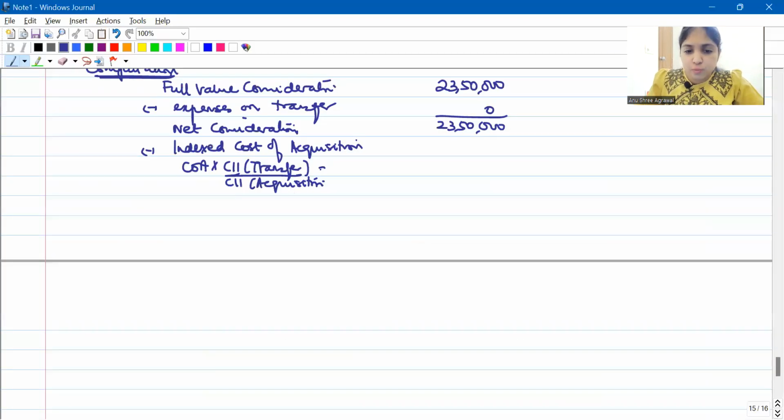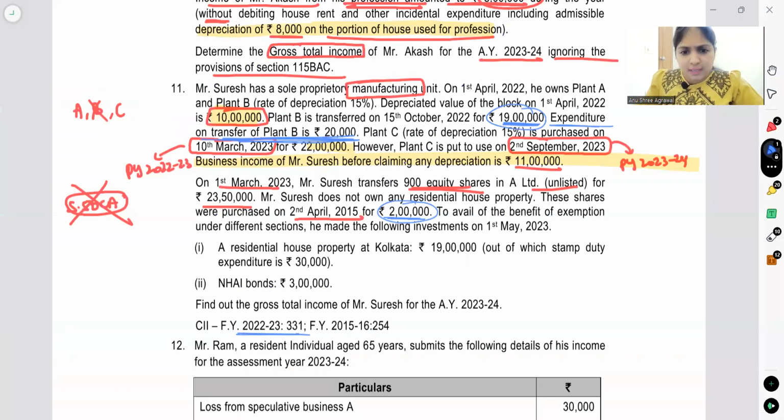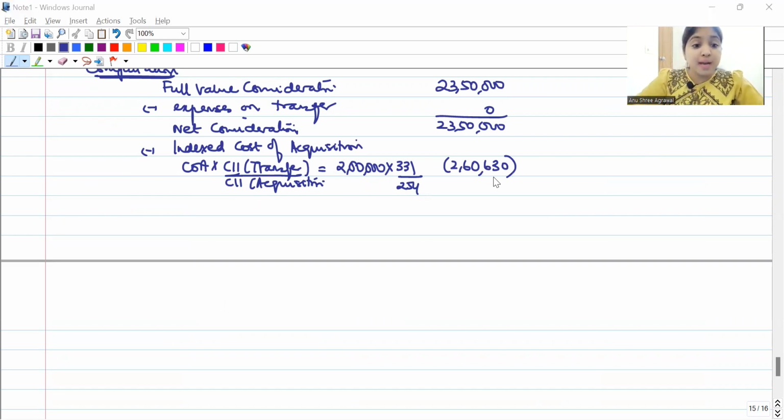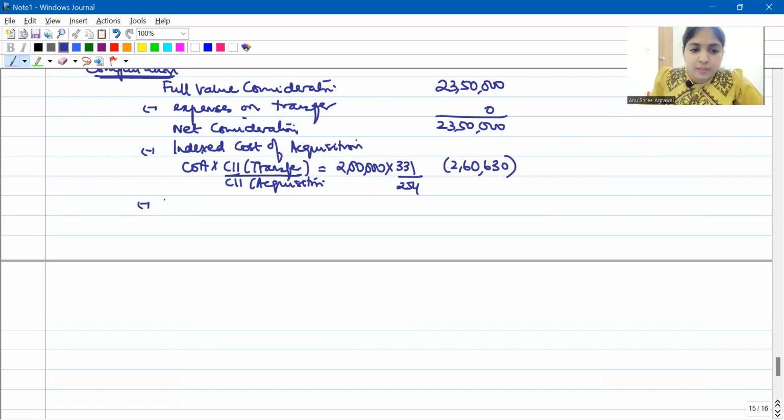Applying the formula, our cost of acquisition is rupees 2 lakhs into CII of the year of transfer, which is given to us in the question, 331, divided by CII of the year of acquisition, which is also given to us in the question, 254. How much does this work out to? Do you get this number? 2,60,630. Yes, this is going to be our indexed cost of acquisition, guys. And then after this, what else do we subtract? Indexed cost of improvement. Obviously, they are shares, so we will not have any cost of improvement.